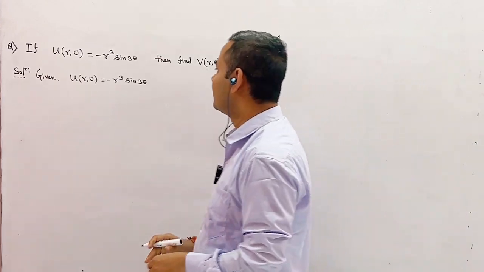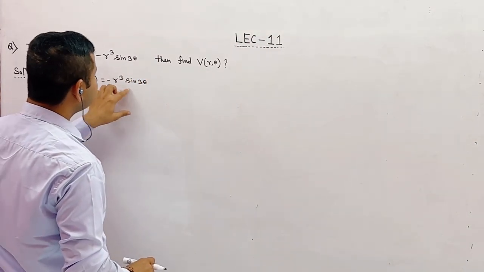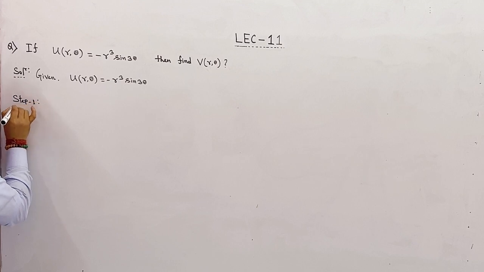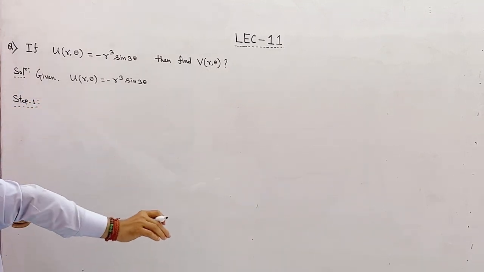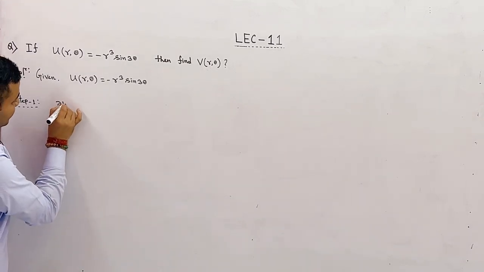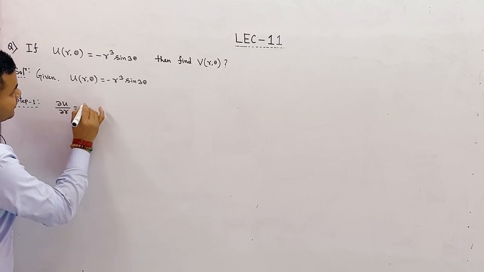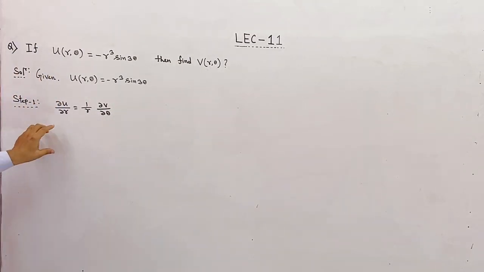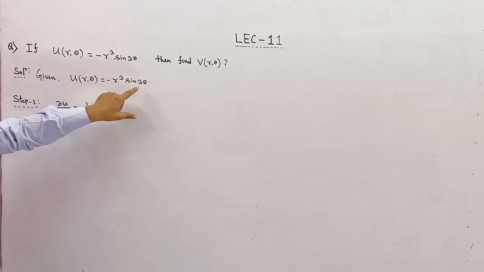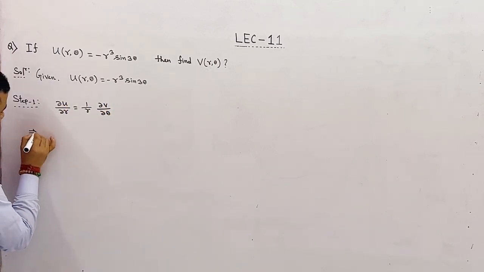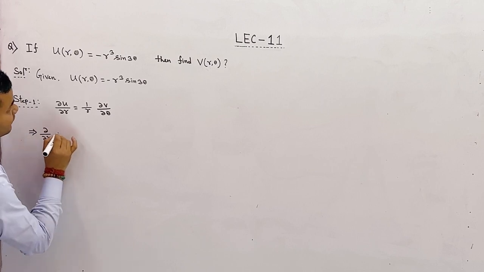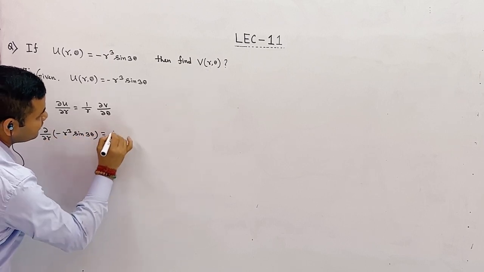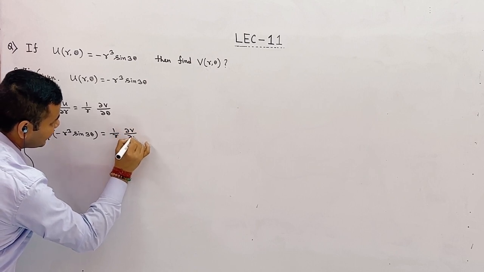Now, let us solve. Given u(r, theta) equals minus r cube sin theta cos theta. Step number 1. Write the first CR equation in polar form, which is del u by del r is equal to 1 by r del v by del theta. Now, let us replace u by minus r cube sin theta cos theta in this equation. So finally, we will get del by del r of minus r cube sin theta cos theta is equal to 1 by r del v by del theta.